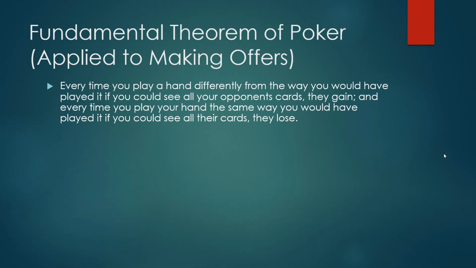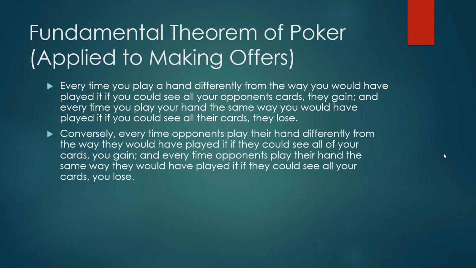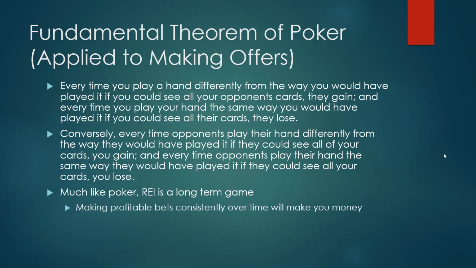Because I may not win as much. Conversely, every time opponents play their hand differently from the way they would have played it if they could see all of your cards, you gain, right? Does that make sense? So offer-wise, right, it's like the fundamental theory of offers, right? Trademark. I know, I forgot to put that in here. I totally meant to put that. I think I changed the title of my slide. It's going to be fundamental theorem of offers, TM, just for James since he likes to trademark everything.